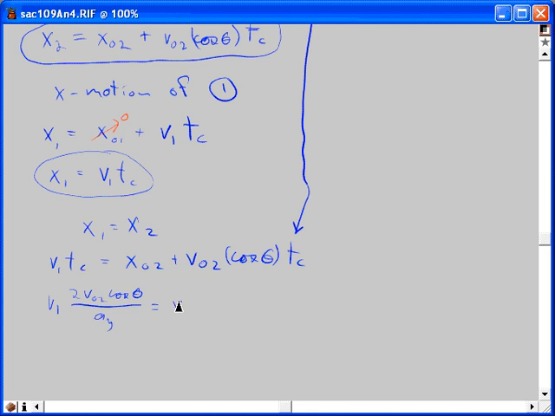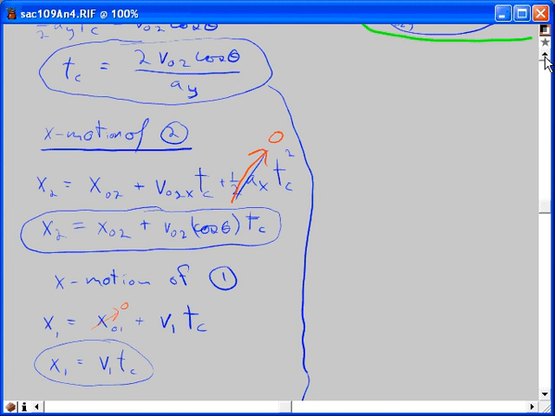That's equal to x02, that was some negative value, as we're to the left of the origin, plus V02 cosine of theta times Tc, which I got a copy of right here, so I'll just copy it, 2V02 cosine of theta all over Ay. Did I get that memorized right?